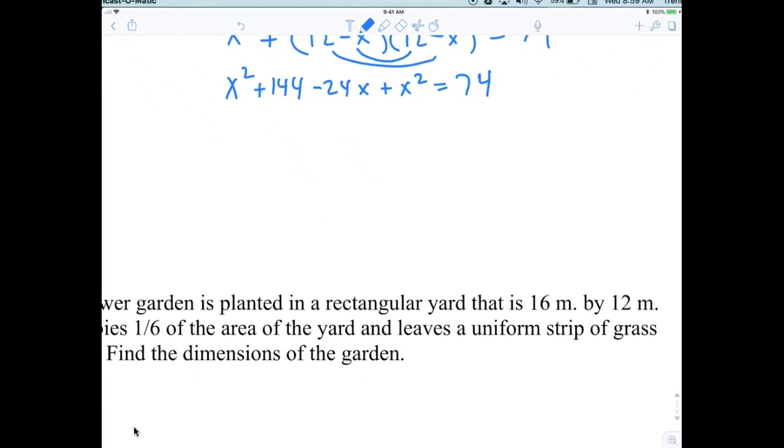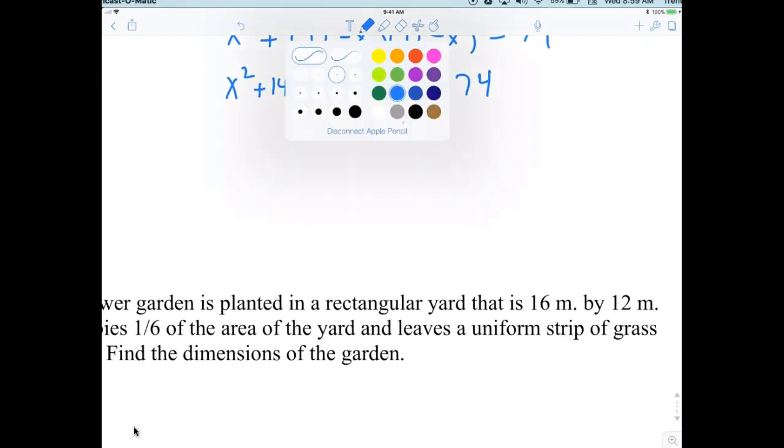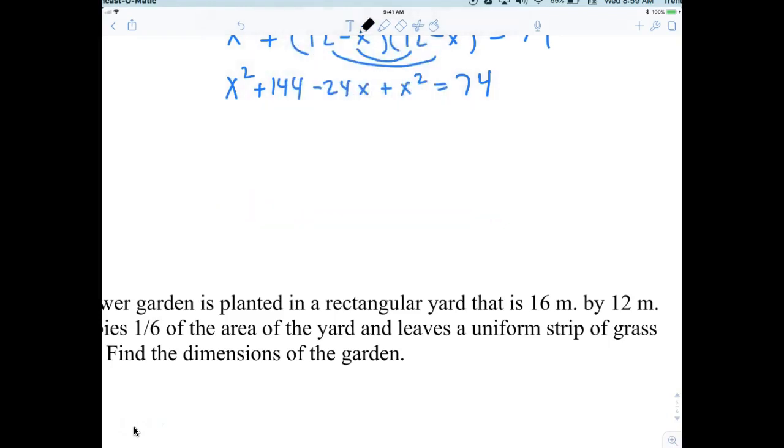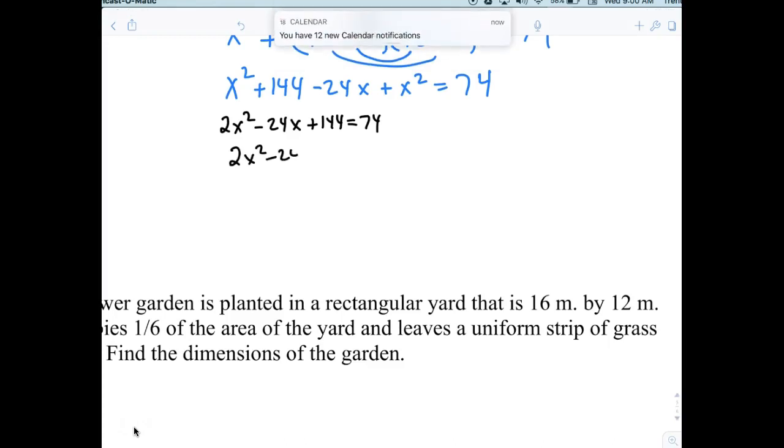What's x squared plus x squared? 1x squared plus 1x squared. 2x squared. Come on, guys. 2x squared minus 24x plus 144 equals 74. Now I have to subtract what? 74. And if I subtract 74, I get 2x squared minus 24x plus what? 70. Is everybody happy with that?